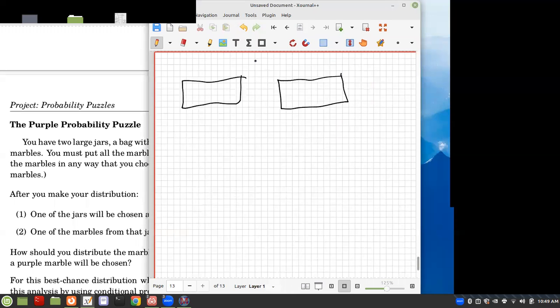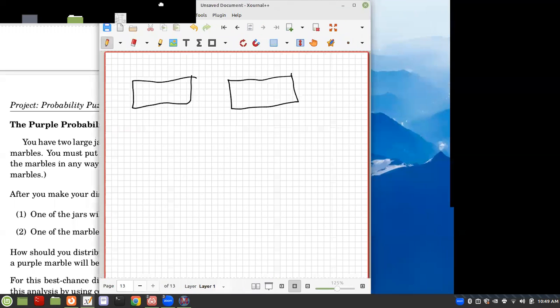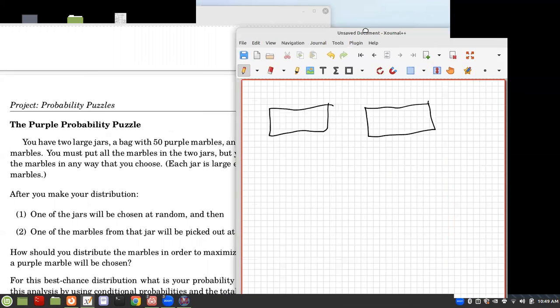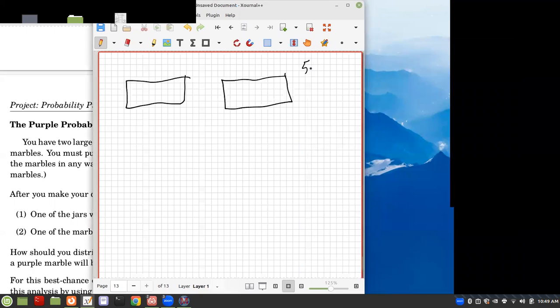and you have, let's see, how many marbles? You have 50, I think, 50 red marbles and 50 purple, and you have a left and a right jar. You're going to randomly choose left or right, and then choose a marble. If you choose left, you choose a marble from the left; from the right, you choose a marble from the right. So you can distribute these any way you want.